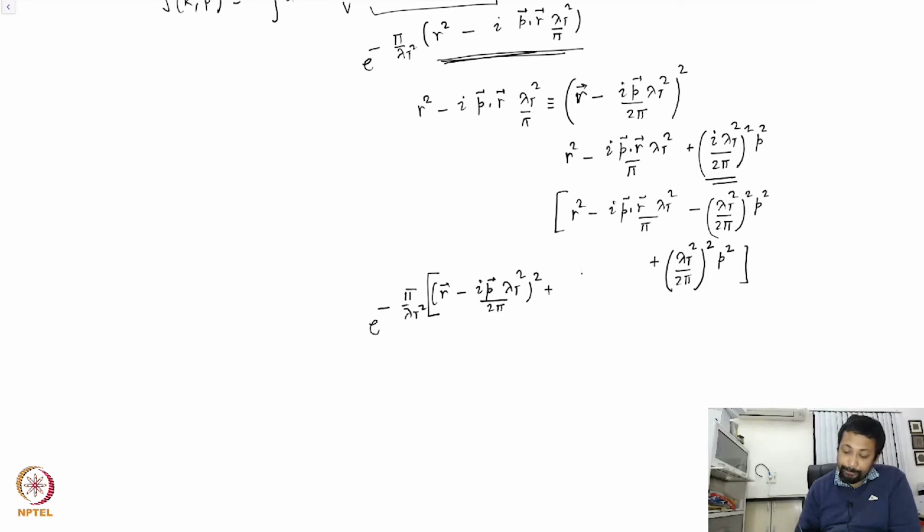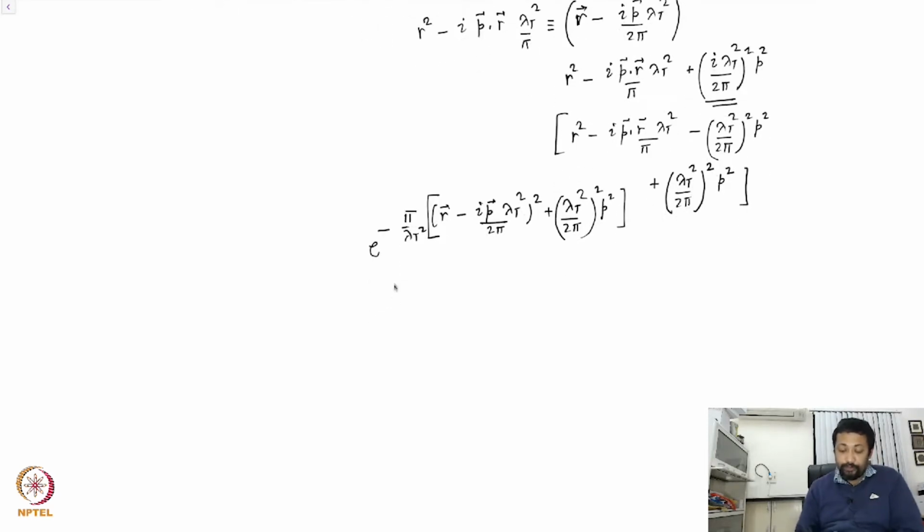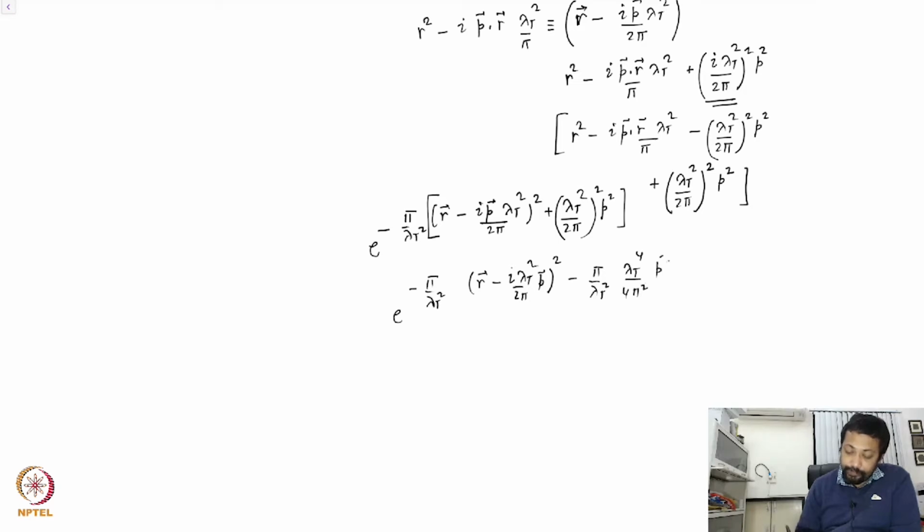plus (lambda_t^2 / 2 pi)^2 times p^2, which is going to be e to the power minus pi over lambda_t^2 times (r minus i lambda_t^2 / 2 pi times p) whole square, minus pi over lambda_t^2, and I have lambda_t^4 raised to the power 4 pi^2 p^2.